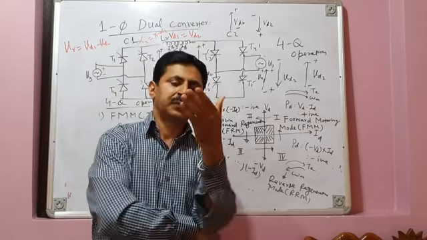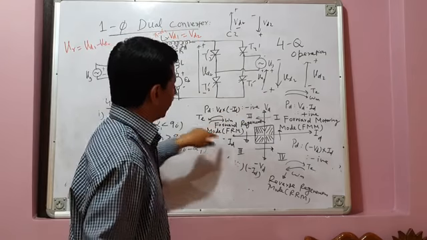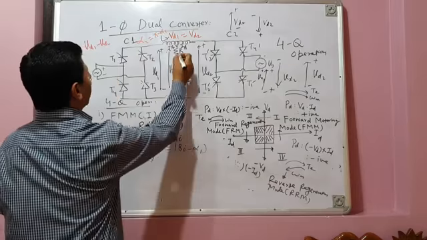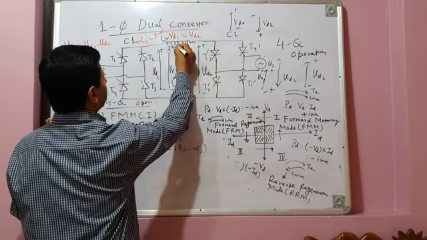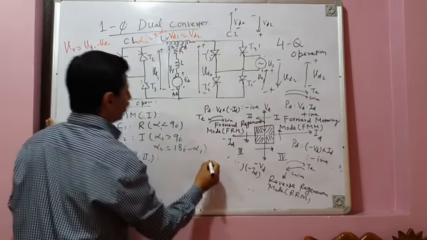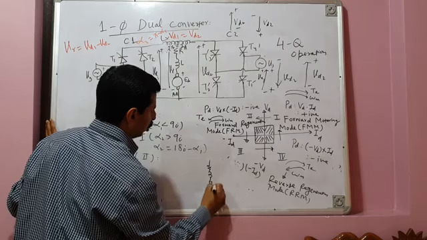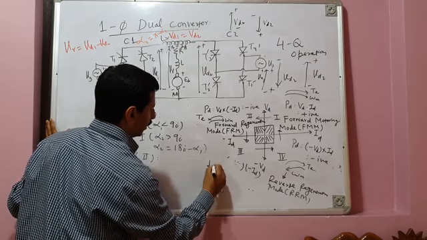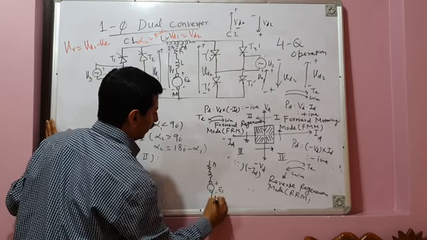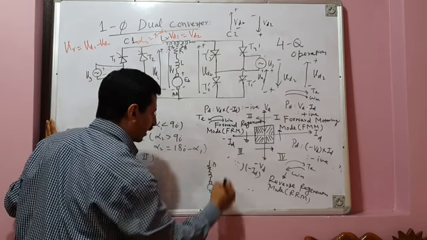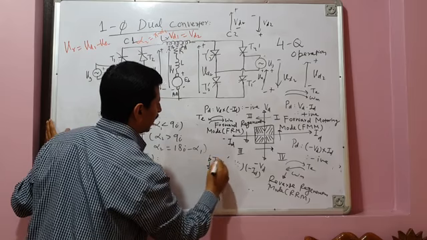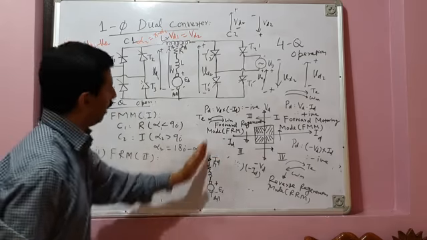That is quadrant 2. In forward regeneration mode, average output voltage is still positive. So if this is positive, this is also positive. But current should be negative. Negative current means current which used to go into terminal A should not go into terminal A. See, this is your motor, and this is the motor's back EMF. This is A. Positive current means current is going into the terminal, which was happening previously. Negative current means this Id should come out of the terminal.